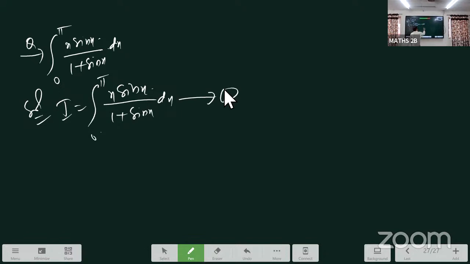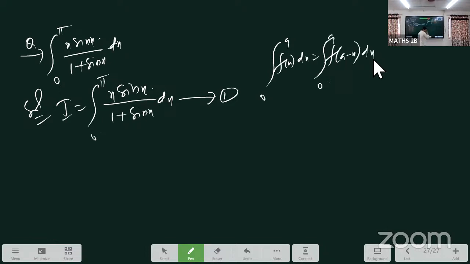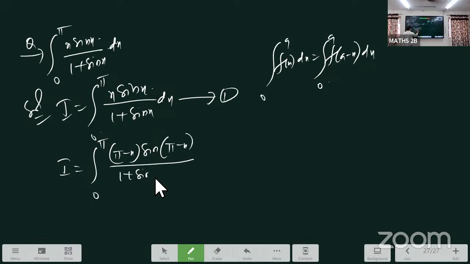Again, the same property. What is that property? The integral from 0 to a of f of x dx is equal to the integral from 0 to a of f of a minus x dx. Now I is equal to the integral from 0 to pi. In this case, your a is nothing but pi. So pi minus x, sine of pi minus x by 1 plus sine of pi minus x dx.